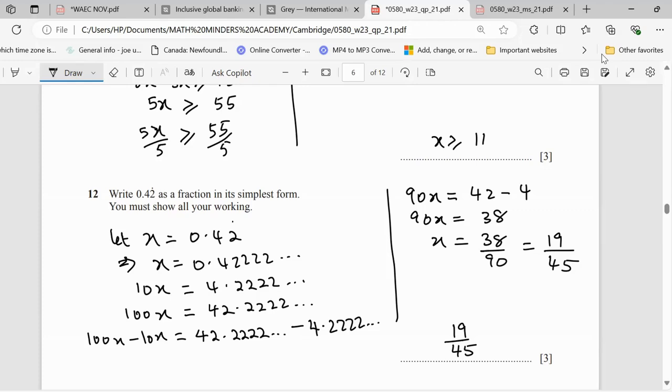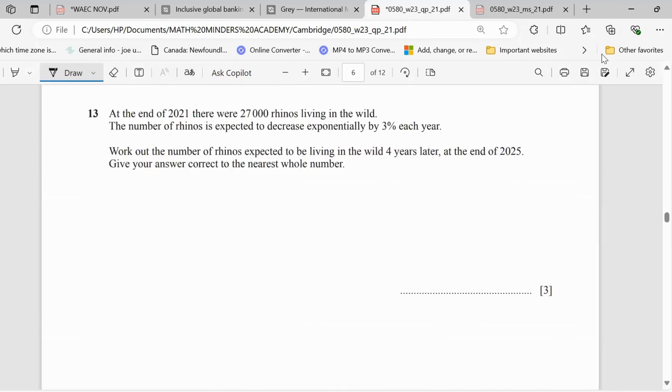That is question number 13. Number 13 said, at the end of 2021, there were 27,000 rhinos living in the wild. The number of rhinos is expected to decrease exponentially by 3% each year. Work out the number of rhinos expected to be living in the wild 4 years later, at the end of 2025. Give your answer correct to the nearest whole number.